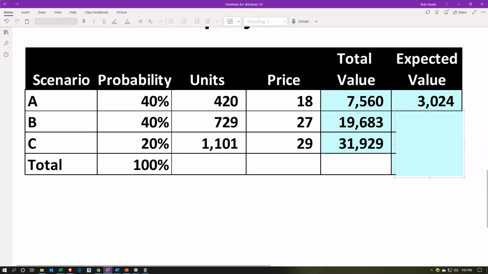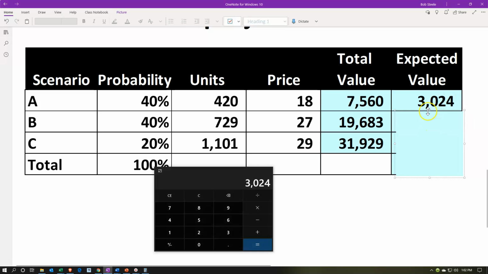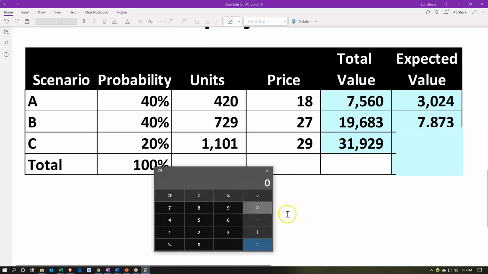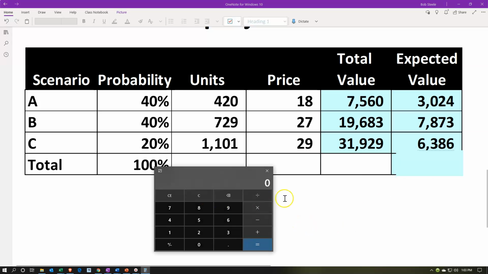We could say, well, if the first scenario is 40% likely, we could take the result, the 7,560 times 0.4, and that would be the 3,024. And then we could take scenario B, the result of 19,683 times 0.4 to get about 7,873. About, it should round down. I did this in Excel, so you might have a little bit of rounding error, but it's an estimate. So rounding happens in an estimate. It's not perfect here. So then we have the 31,929.